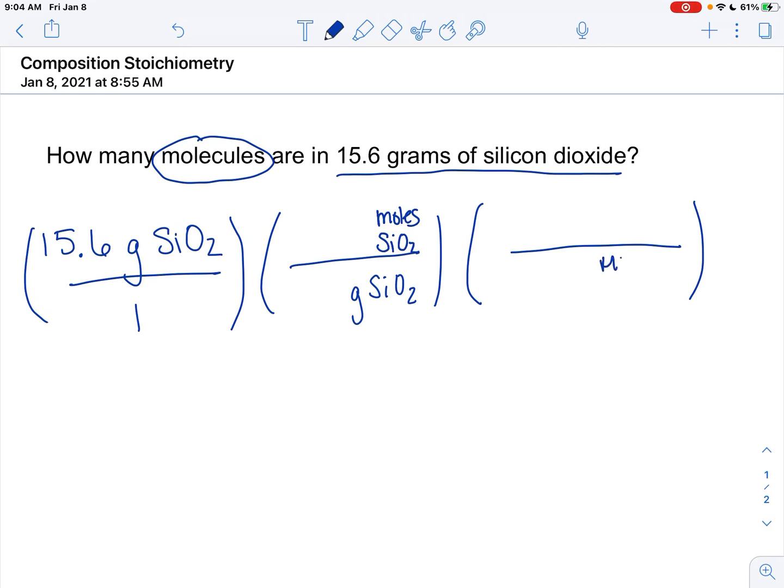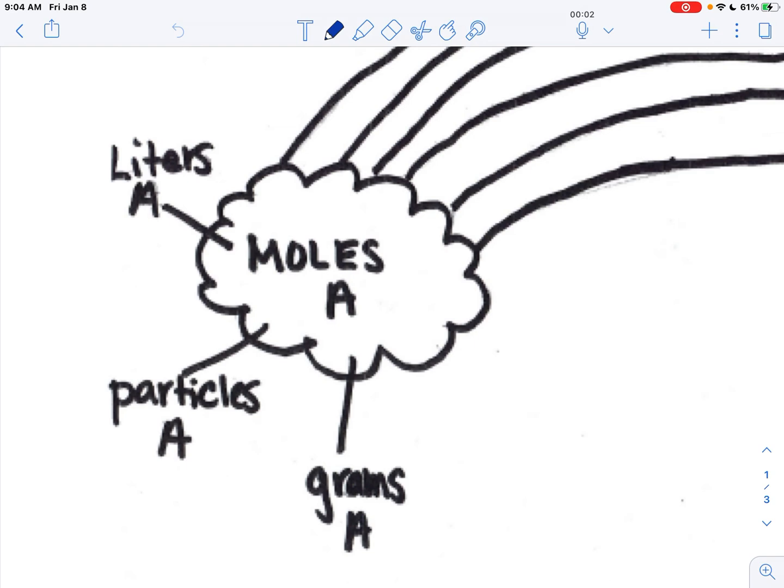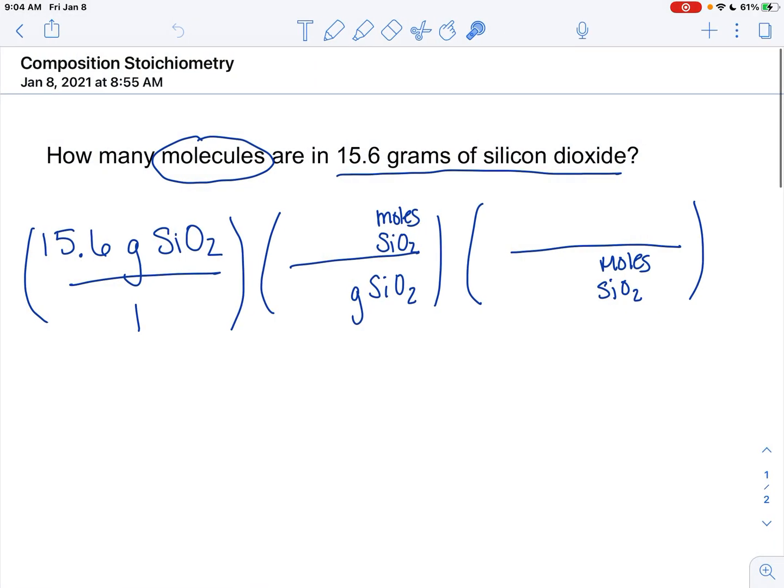Then we drop down the moles of SiO2 and we figure out what unit goes on the top here. You can look at the question because whatever you're looking for goes on the top, or you can use the unicorn diagram because it always tells you the units on the top. So if we're at moles, we then go to particles. You can write particles or molecules here because for this case, the particle is molecules. And that's the units.